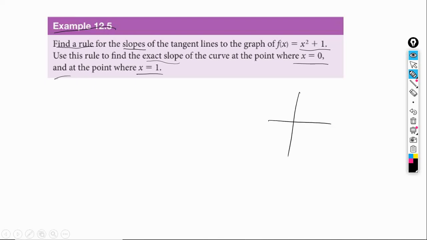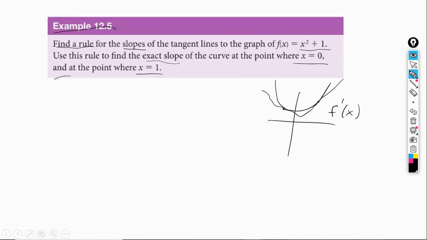So if we graph, or sketch actually, x squared plus 1, as you guys know, it looks something like this, right? So what they're asking us to do is to find the derivative of f, and it's symbolized with this apostrophe here, the derivative of f. And the derivative of f is going to tell us what the gradient of a tangent line will be at any point of the graph. So whether it's there, or whether it's here, or anywhere, right? So that's what we're going to do next.